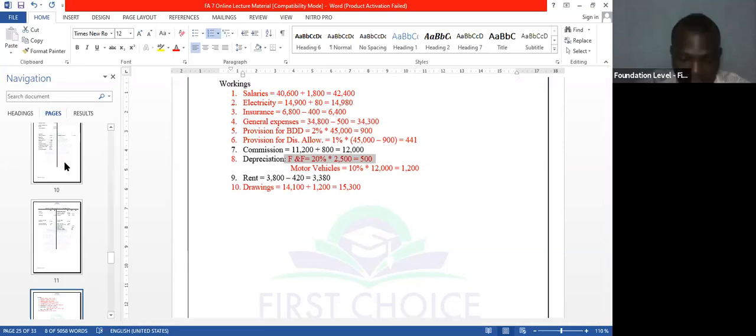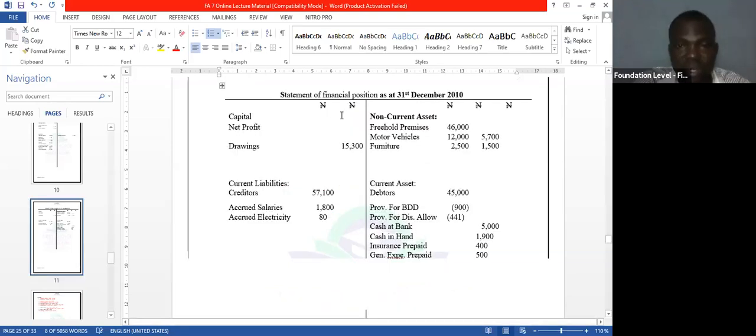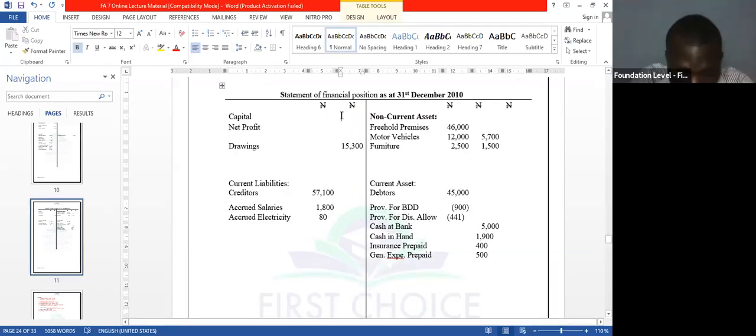The next one that we have is provision for bad debt. We have treated that, bad debt written off. Next we have is capital. Capital is under equity. What is the figure for capital? The figure for capital is 70,000 naira. That's what we have for capital. Once we have that, we move on to what?